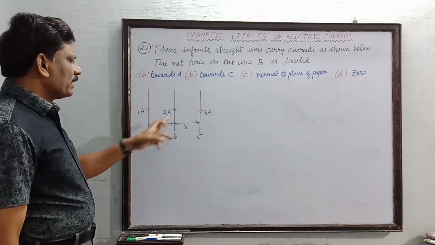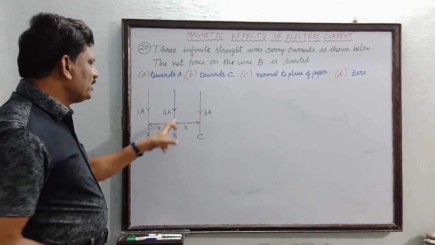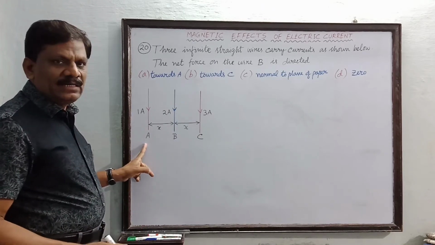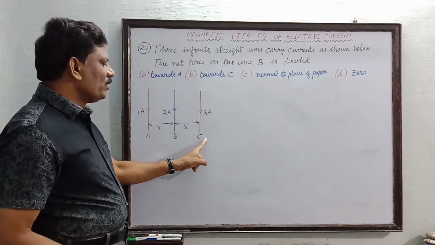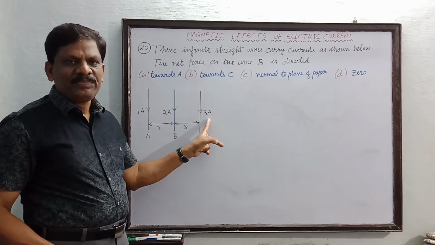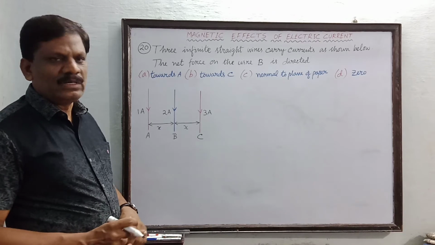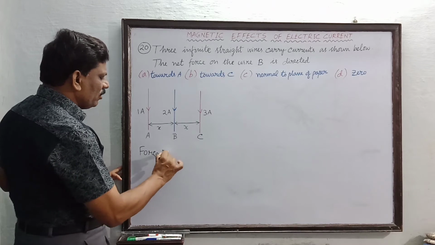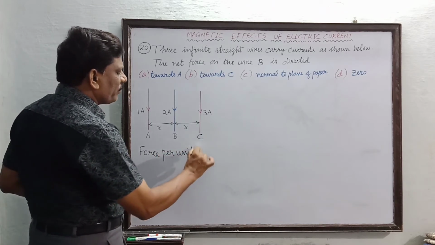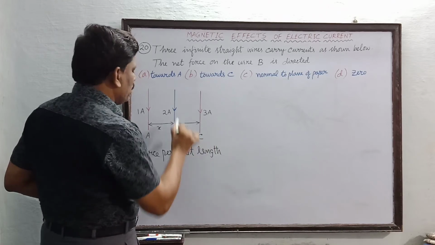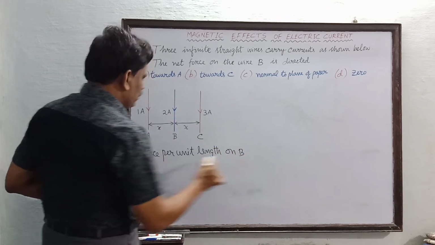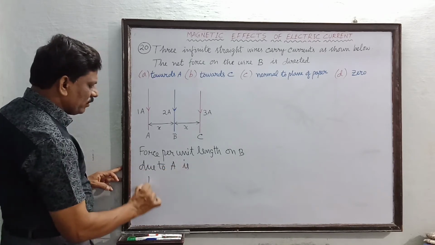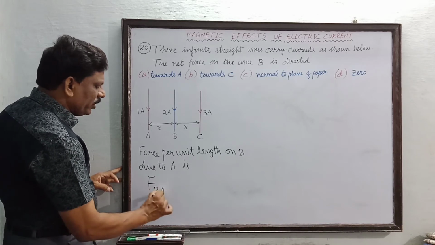Now the current carrying conductor B is placed in a region where there are two magnetic fields. One due to the conductor A carrying 1 ampere current, and the other due to the conductor C carrying a current of 3 ampere. So what is the net force we have to find out. For that we will take force per unit length on B due to A. Due to the conductor A, that is denoted by F acting on B.